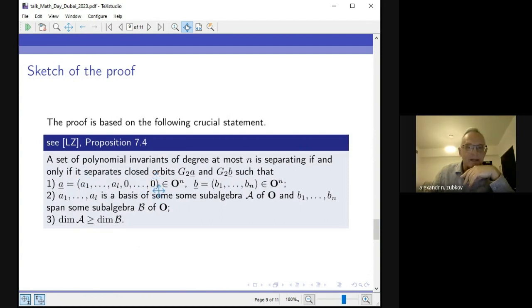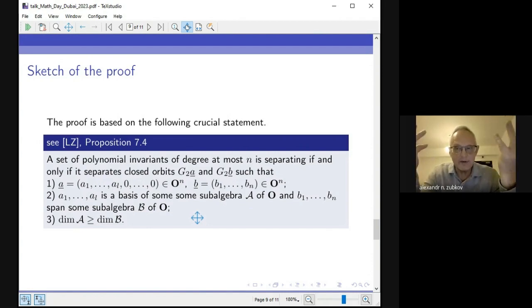The first orbit is generated by the L tuple of octonions, and this L tuple is just the basis of some subalgebra. Another n tuple of octonions for the second closed orbit also spans some subalgebra. So really, we are working with the subalgebras in the algebra of octonions. And of course, we have to describe all possible types of subalgebras in the algebra of octonions.